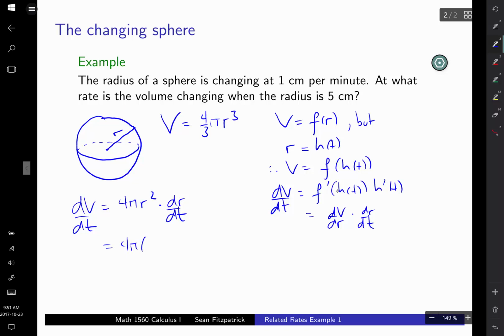So when r is equal to 5, we get 4 times 5 squared times our rate, okay, which is, so 5 squared is 25 times 4 is 100 pi, and it's probably a good idea to put in our units, cubic centimeters per minute. Okay, well, that was relatively straightforward.